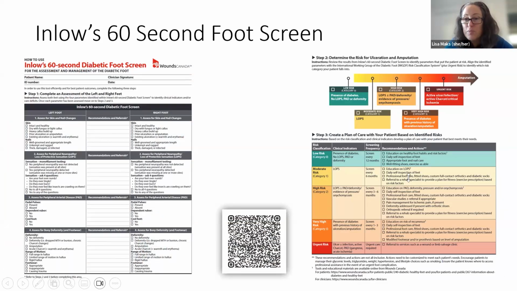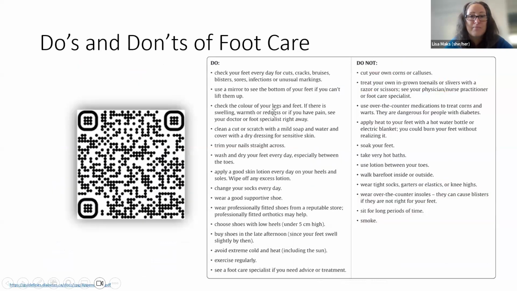So if there's loss of protective sensation, if they have peripheral arterial disease, it will give you a risk level and the urgency to which they need to be referred. And again, a QR code on the page here takes you directly to these supports. So there's a do's and don'ts of foot care.